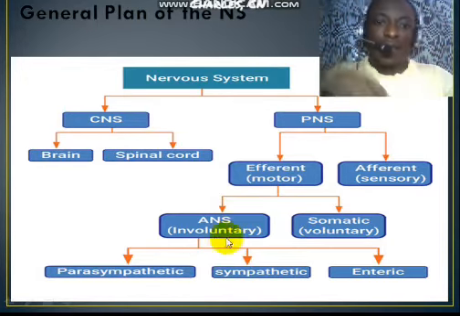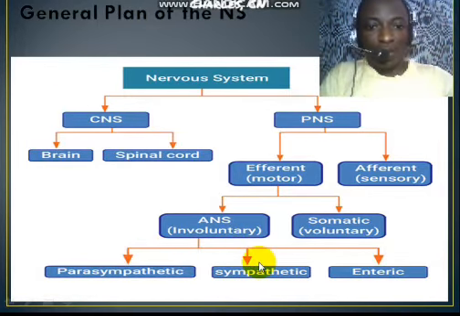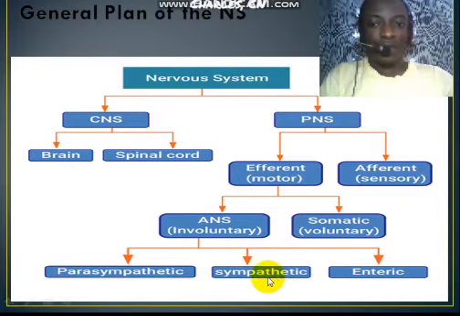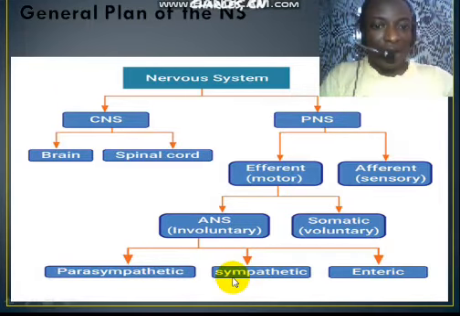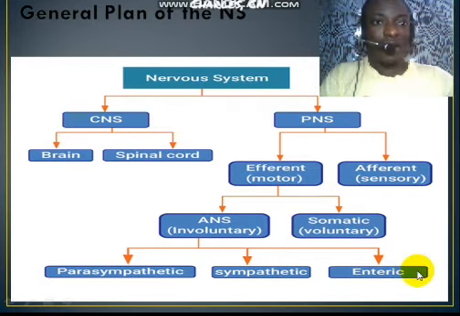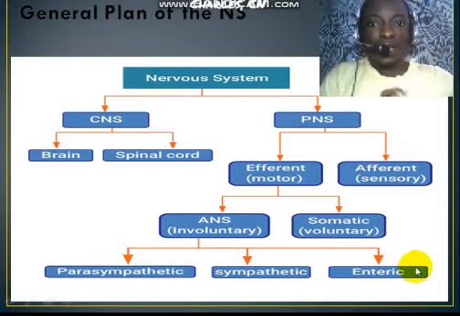ANS is subdivided into three major parts. The first one is the parasympathetic nervous system. The second one is the sympathetic nervous system. And the third one is the enteric nervous system. This part of the ANS controls the GIT, movements in the gut. We'll look at all of this as we proceed in this class.